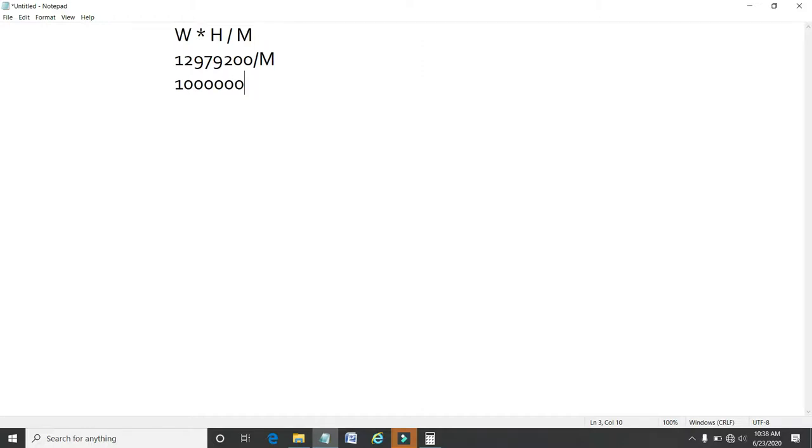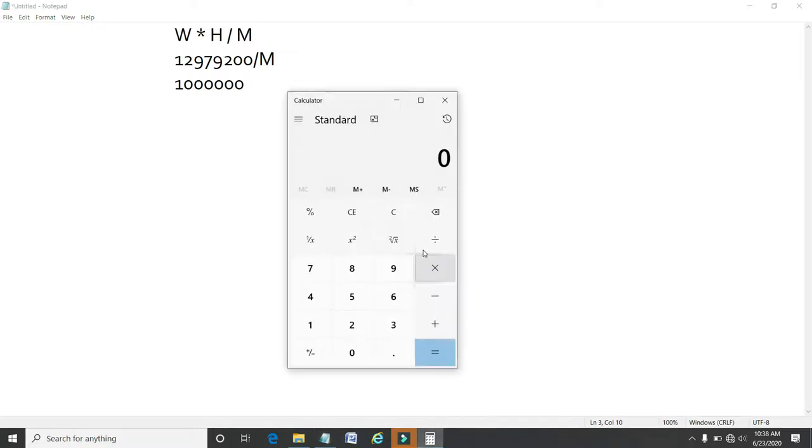So divide it. Now friends, again open your calculator. Again type the value: 12,979,200 divided by 1 million, 1 2 3 4 5 6, equals 12.97. Rounded off, it becomes 13. It means this picture was taken with a 13 megapixel camera. So by this you can check the megapixel, you can calculate the megapixel of any camera.